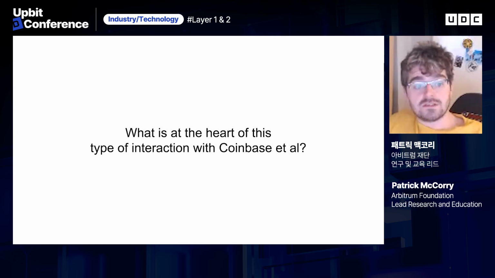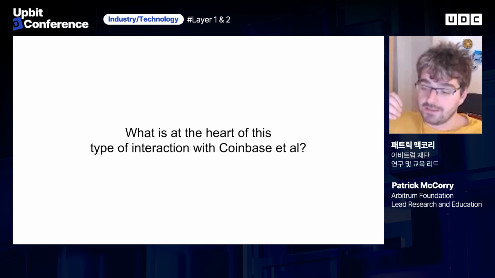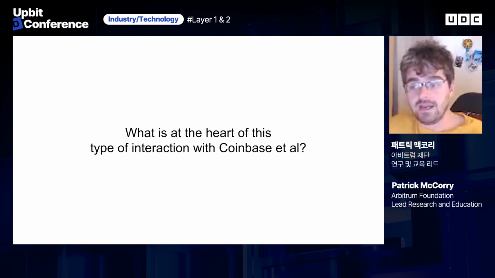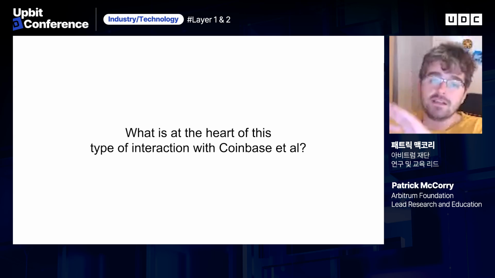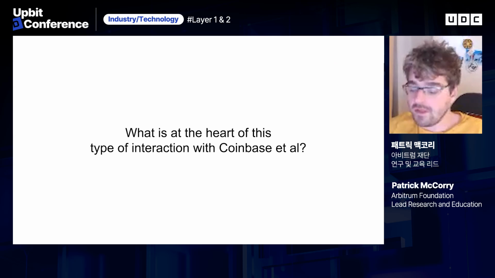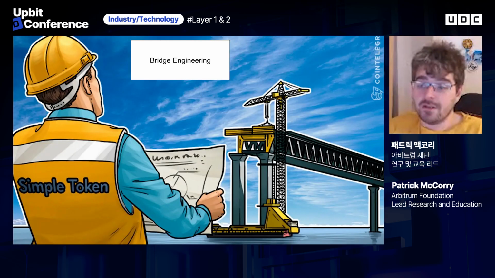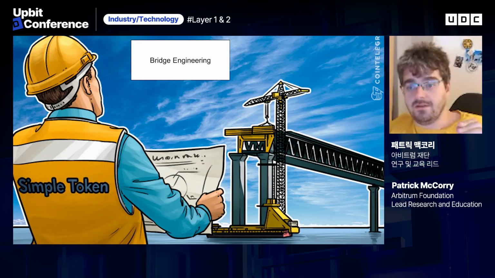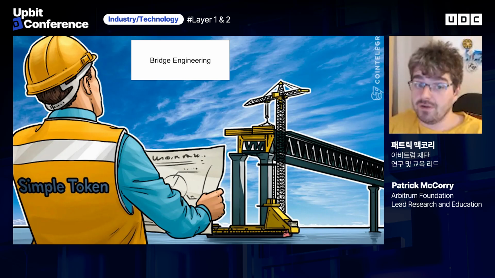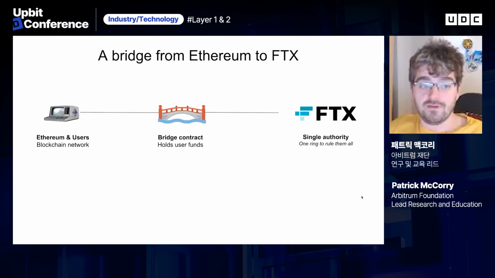So this brings us to the heart of all the interaction between the user and services like Coinbase and Binance and Kraken and FTX and just cryptocurrency exchanges in general. At the heart of all this interaction is really bridge engineering. All we're doing is going from one database, creating a bridge to another database, and moving the funds over. We're just building bridges where the funds sit with the bridges, and they may release the funds at any time. Let's give a concrete example of that.